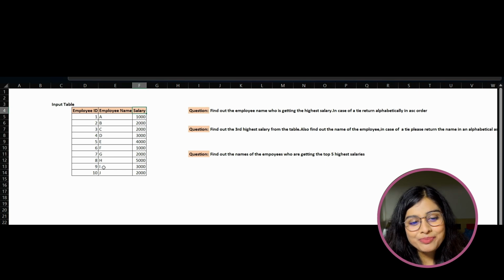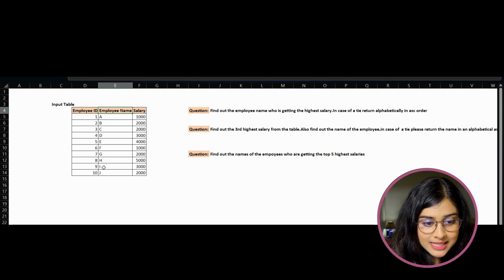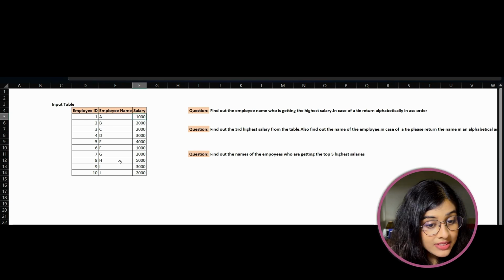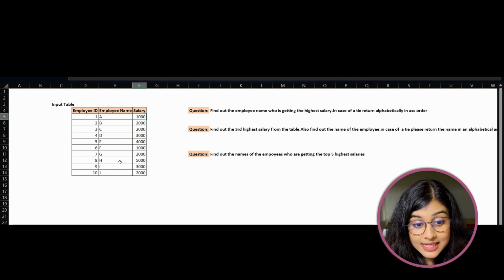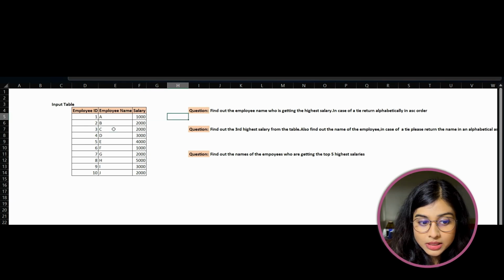functions separately. So if you look at it, the input table is employee ID, employee name, and salary. Since employee ID is a unique ID, it's a non-repetitive, non-null unique key. So this is essentially the primary key. And we have employee names as well. And then we have the salaries. But salaries are not unique. They can repeat, like say employee G and even employee B and C. All three of them are getting the same salary. That's what the table looks like.